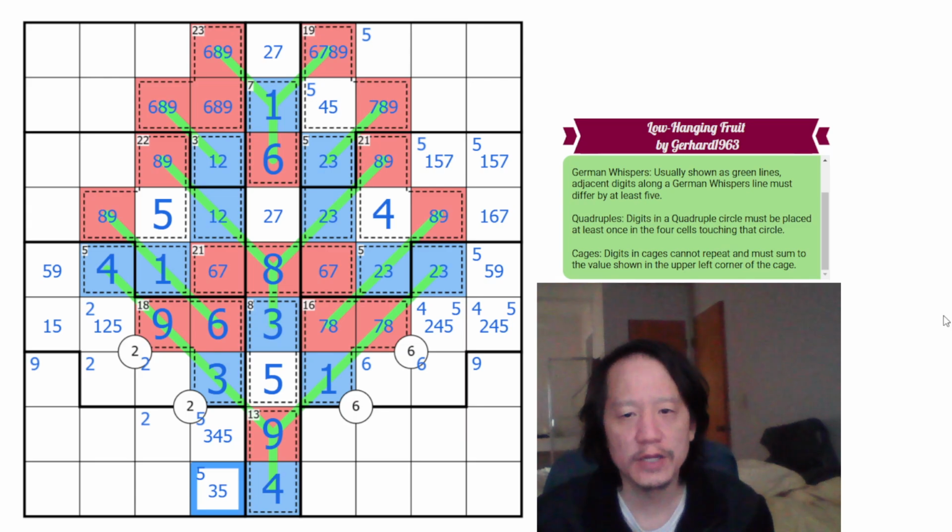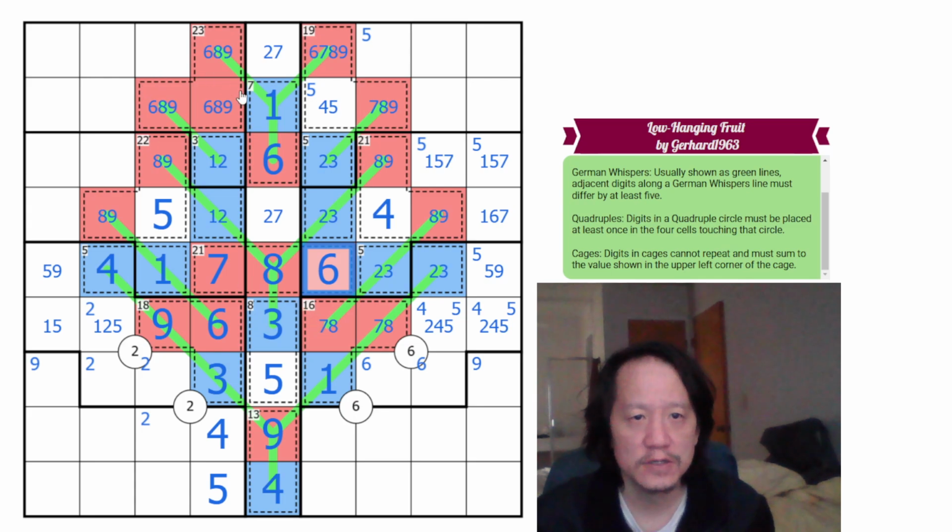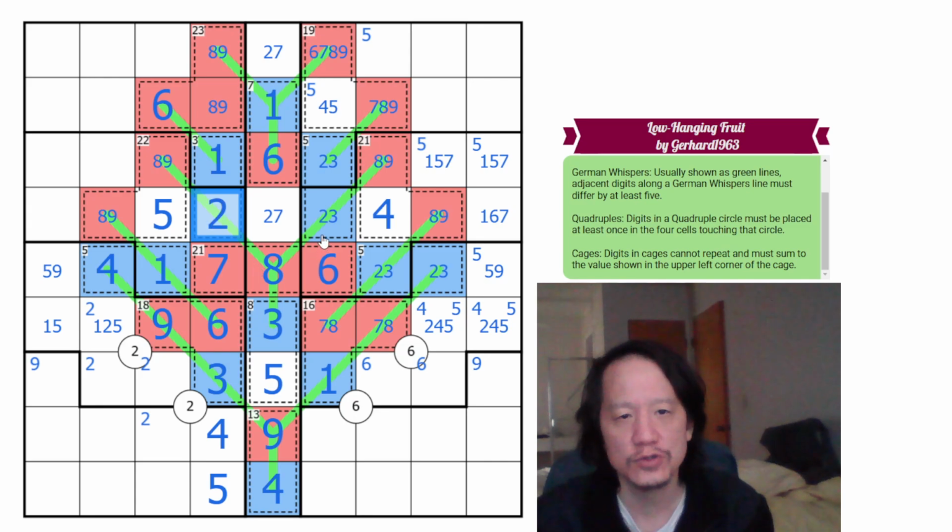These can't be 3 anymore, therefore this must be a 5, and this must be a 4. This can't be 6, so this must be 7. This is 6, which means these can't be 6. So this is 8 and 9, which forces this to be 6, which forces this to be 1, next to it on a German whispered line, which means this is 2. This can't be 2 now. This is 3. This is 2.